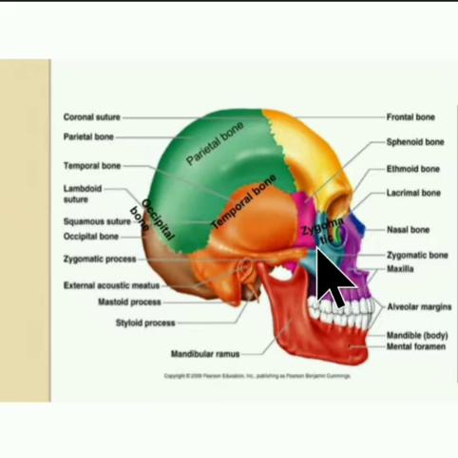So this is the temporal bone, and this temporal bone articulates with the parietal bone superiorly, behind it articulates with the occipital bone, and in front it articulates with the zygomatic bone and also with the sphenoid bone. So it articulates with four bones: parietal, occipital, zygomatic, and the sphenoid bone.